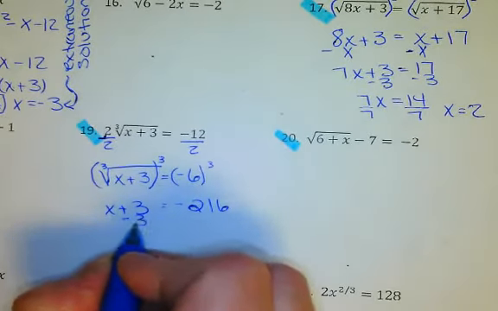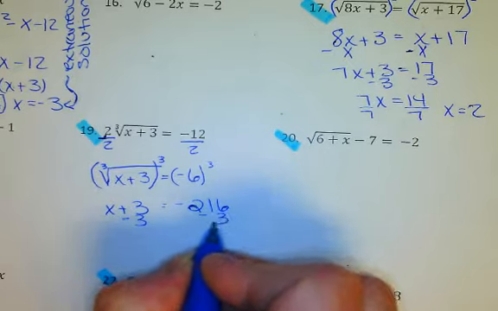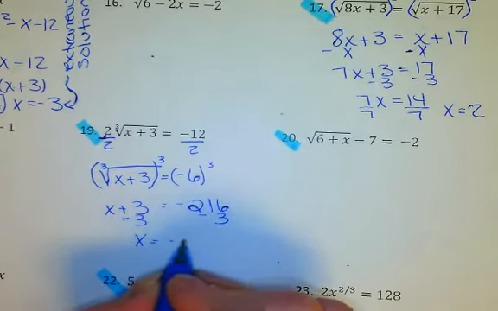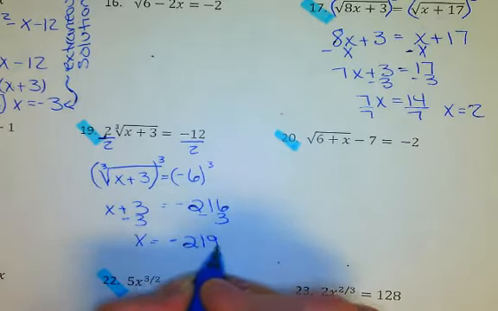And to solve it, I'm just going to minus 3, and x equals negative 219.